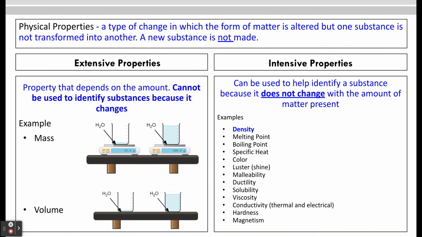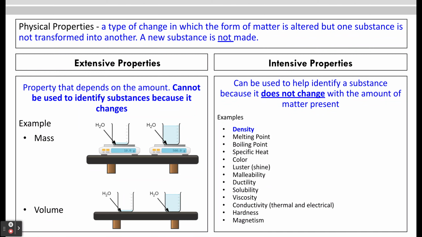It's not making a new substance. If you weigh something, it's not making a new substance, and the same goes for finding the space it takes up or measuring it. Those are all physical. You're just looking at a physical property versus an intensive physical property. Again, you're not changing what it is. You're just measuring it.